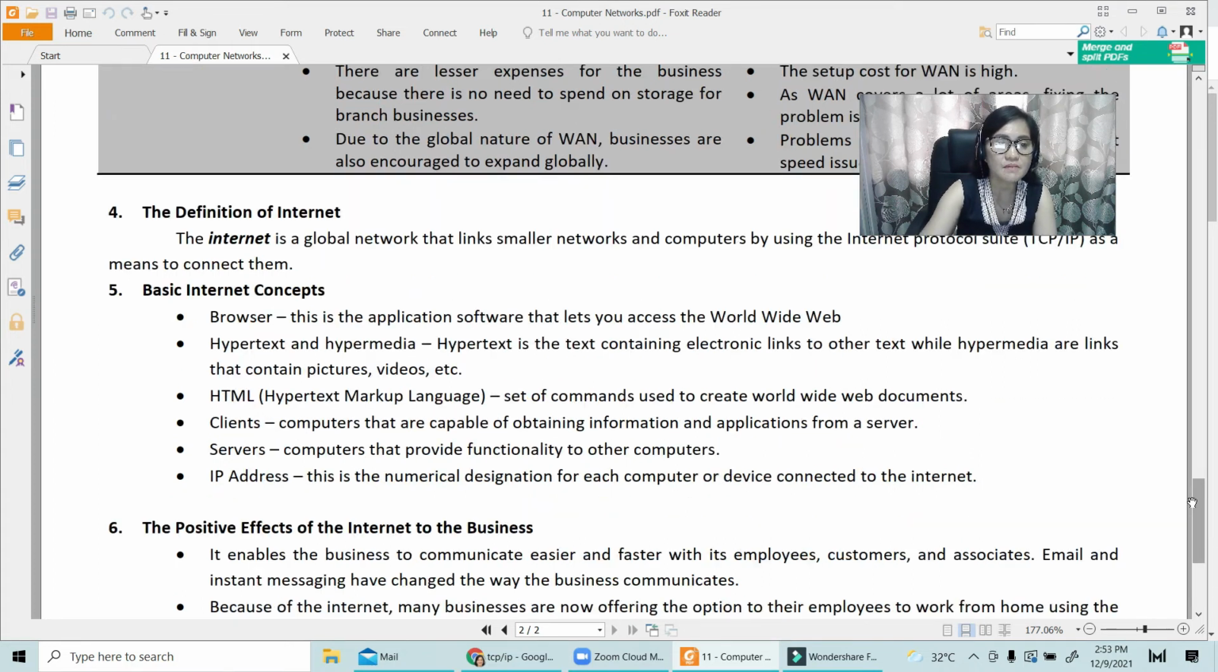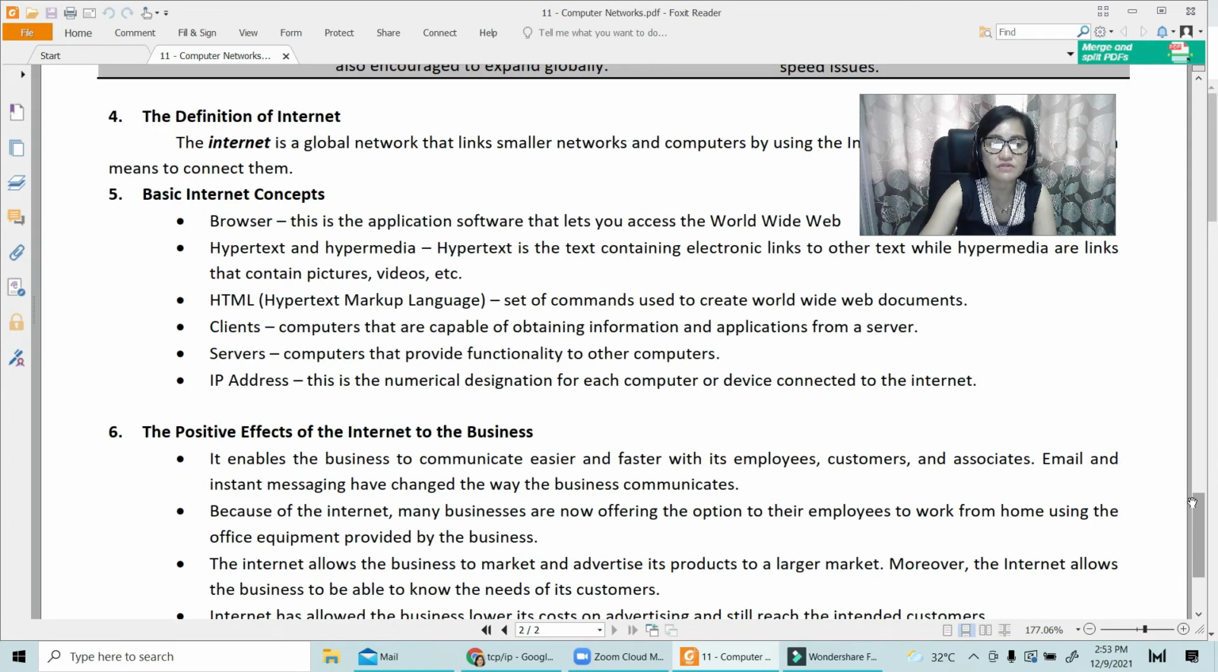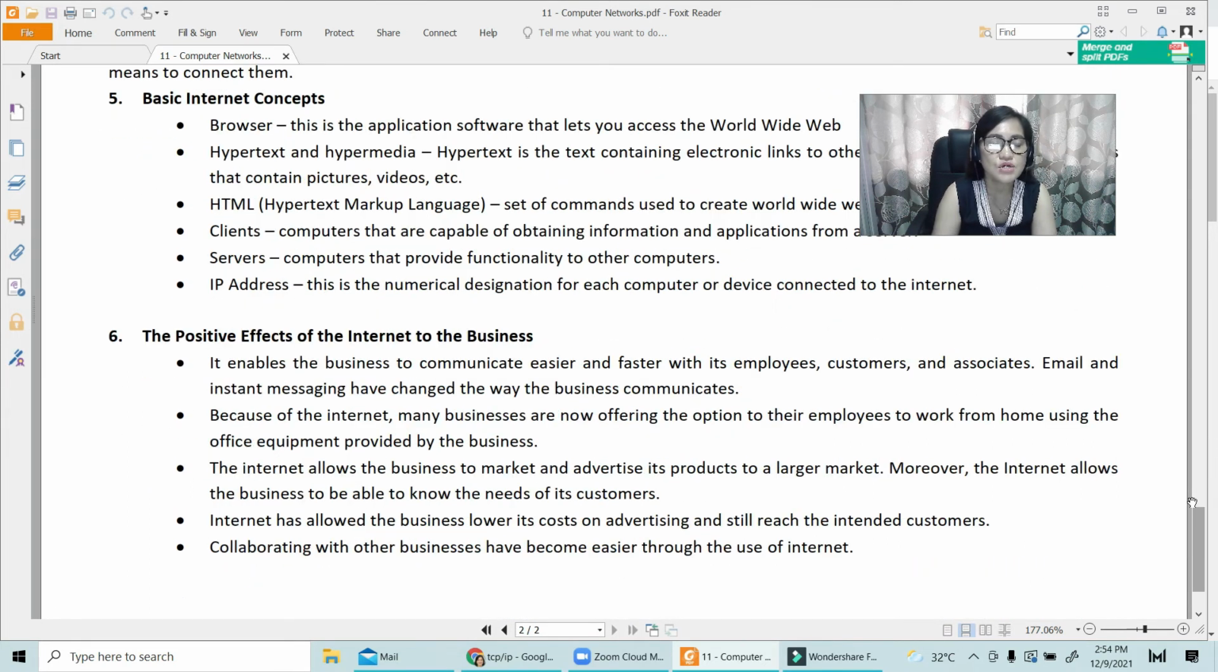And then number 6 is the positive effects of the internet to the business. So there are positive effects, mostly positive effects, especially now. The first one is it enables the business to communicate easier and faster with its employees, customers, and associates. Emails and instant messaging have changed the way the business communicates.